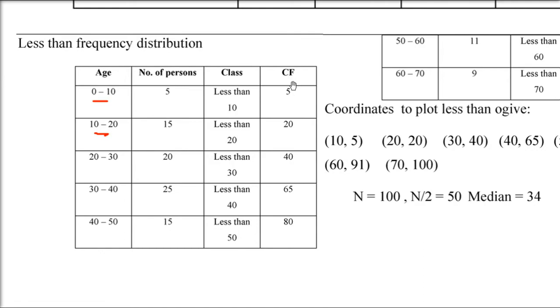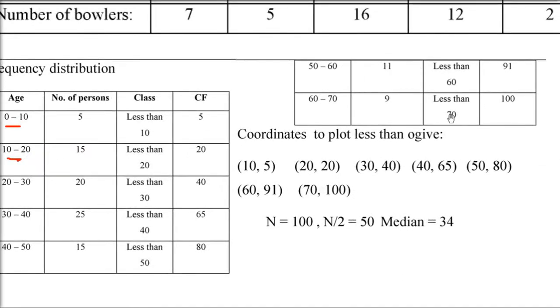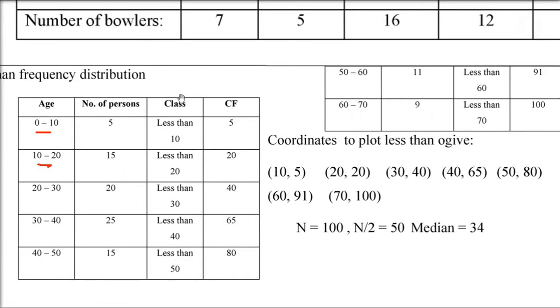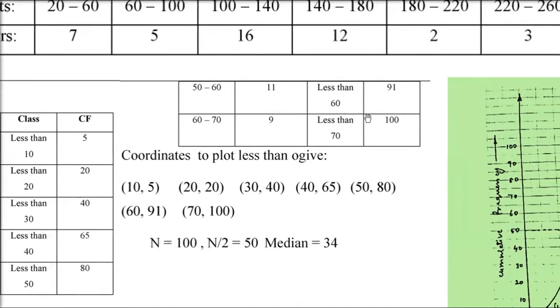So this cumulative frequency is the y coordinate. Less than 60 and less than 70, up till 100 you have to go. Now to make an ogive we need x coordinate and y coordinate. The x coordinate will be the higher limit of the age. In age, we have lower limit and higher limit. The x coordinate of the ogive will be the higher limit, that is 10, 20, 30, 40, 50. And the y coordinate will be the cumulative frequency. So you have 10, 5; 20, 20; 30, 40; 40, 65; 50, 80; then 60, 91; 70, 100. So now you can make it.